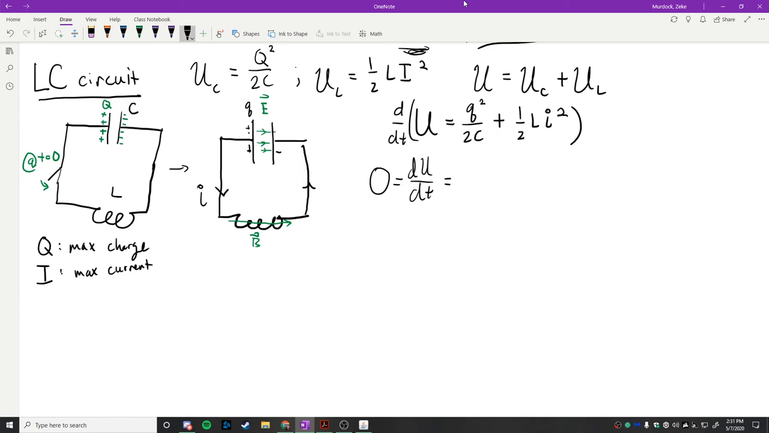And then over here, we'll say we take the time derivative of this. I'll do this in more steps: d/dt of q squared over 2C, plus d/dt of this, 1/2 L i squared. So we get 0 equals... what do you do when you take the derivative of this expression right here? What's that going to become? You're going to get a q over C. Anything else?